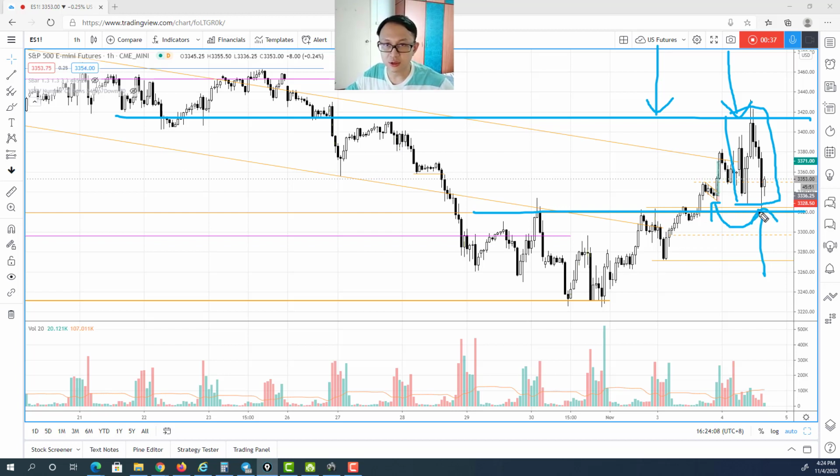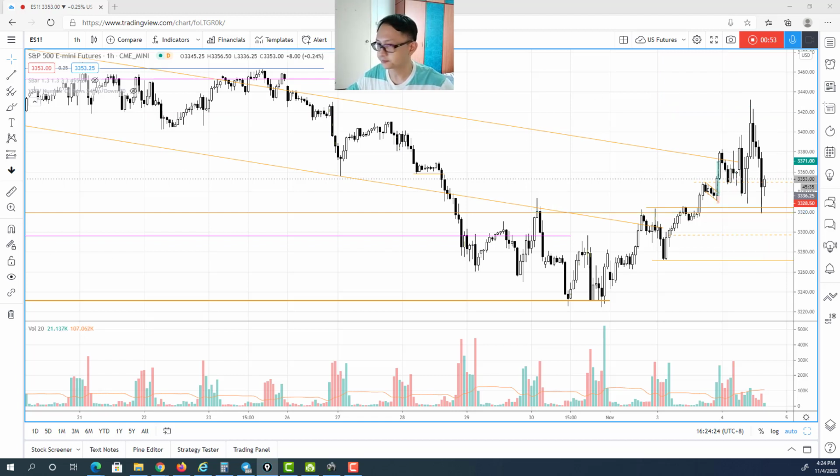So it's so interesting to see the key levels actually play out very well, and how the price actually respected the levels. So do watch out for the market outlook section, where I will elaborate a bit more on the current market condition.